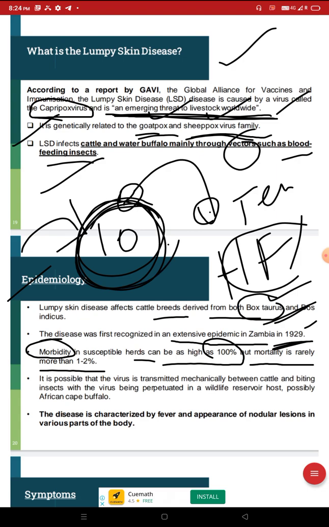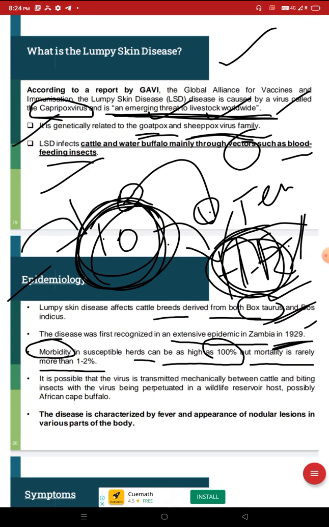If morbidity is 10 out of 10, when 10 animals are there, 10 animals will be affected. But mortality means the animal is going to die. The mortality will be 1 to 2%. Means out of 10 affected, the dead animals will be 2, that is, 2% is mortality.